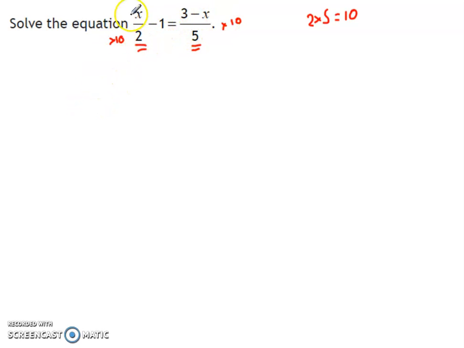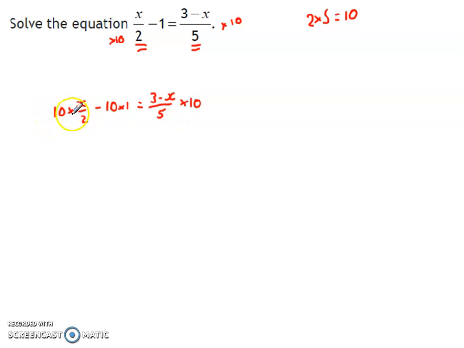So multiply everything on this side by 10, all of this side by 10, and then let's see what we do. So I've got x over 2 times 10. So I've got 10 times the x over 2. I've then got to make sure that even though I've got a takeaway 1 here, I still multiply that by 10 as well. So I've then got minus the 10 times 1, and then the entirety of this side, the 3 minus x over 5, gets multiplied by 10 again.